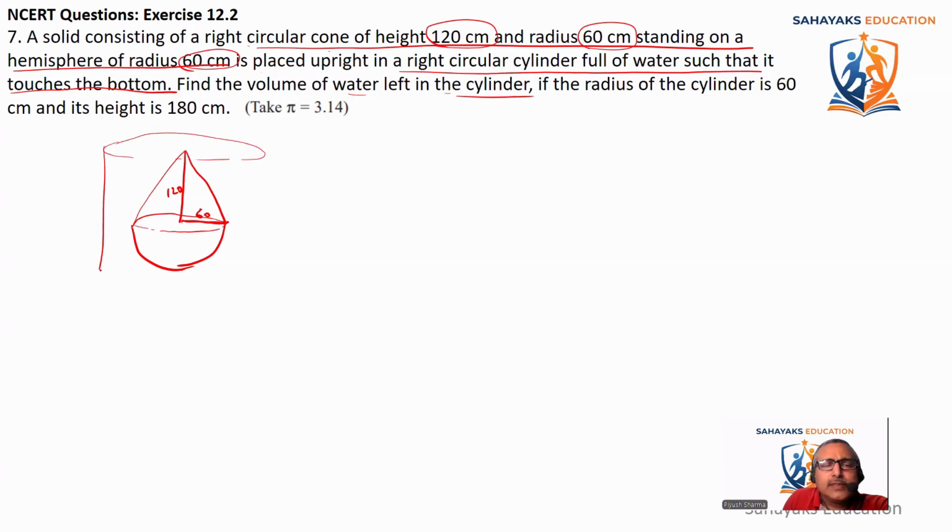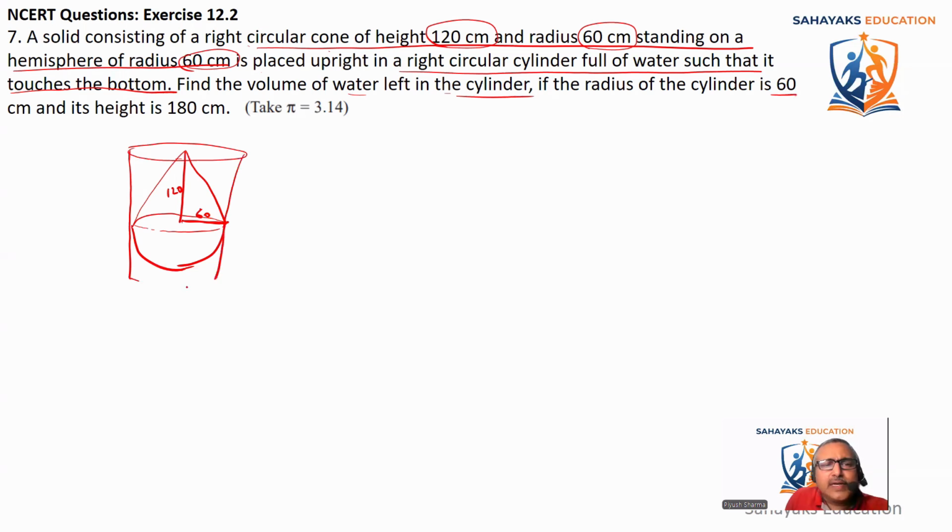Like this. Circular cylinder is touching the base. The radius of cylinder is also 60 centimeters. So there should not be any empty space. So let me make the figure correctly. So it is touching here. So basically the cylinder is like this. And when we touch it, it will touch on the sides actually.